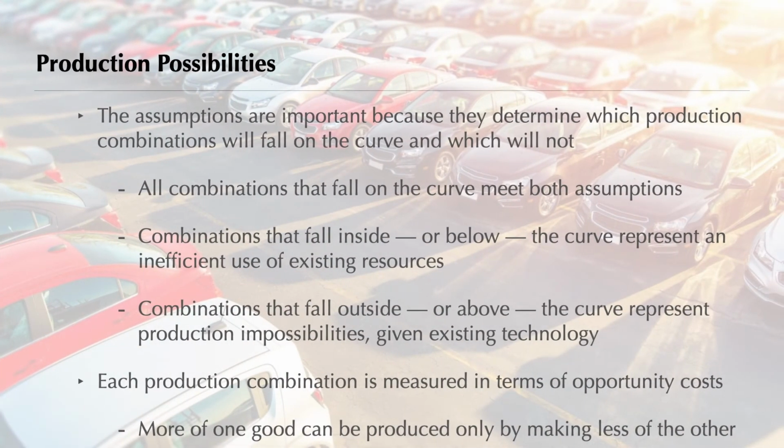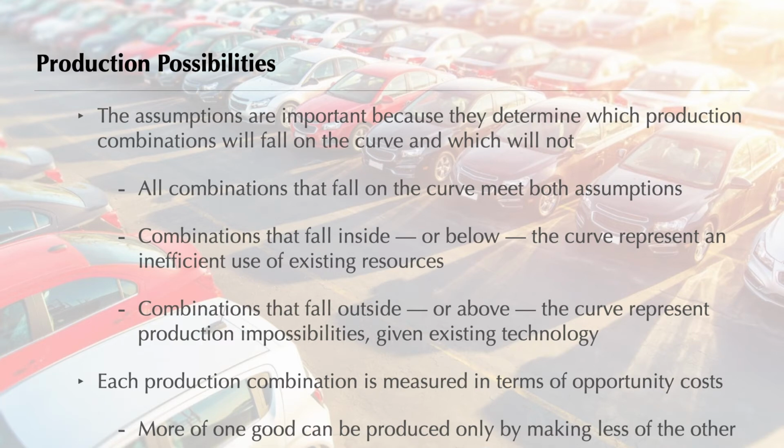The assumptions are important because they determine which production combinations will fall on the curve and which will not. All of the combinations on the curve meet these assumptions. Combinations that lie inside or below the curve, on the other hand, represent an inefficient use of existing resources. Combinations that lie outside or above the curve represent production impossibilities, given existing technology.